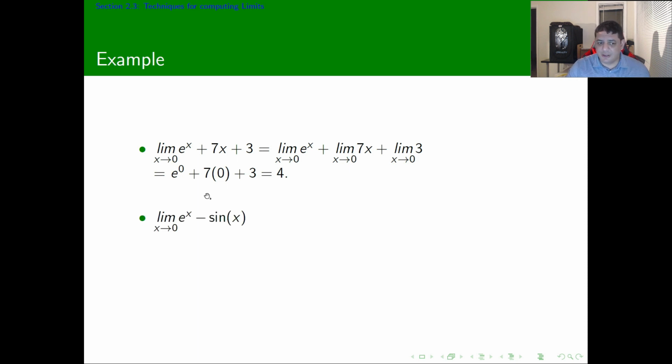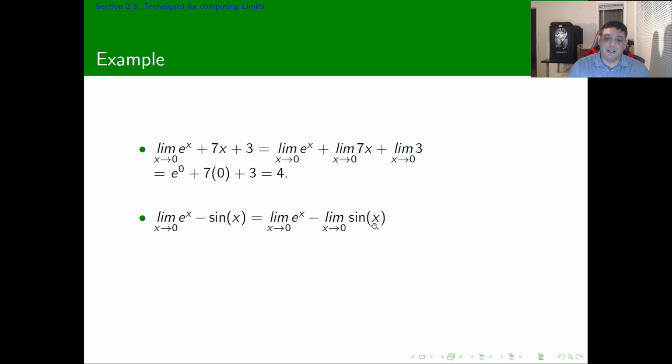Now let's take a look at another example with a difference. We have the function e to the x minus sine of x. Both the functions e to the x and sine of x are continuous, they don't break anywhere. So we're going to be able to use the difference property under the assumption of continuity. Doing that, this can be seen as the limit when x goes to 0 of e to the x minus the limit when x goes to 0 of sine of x.